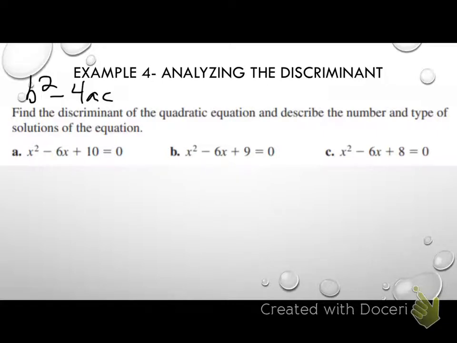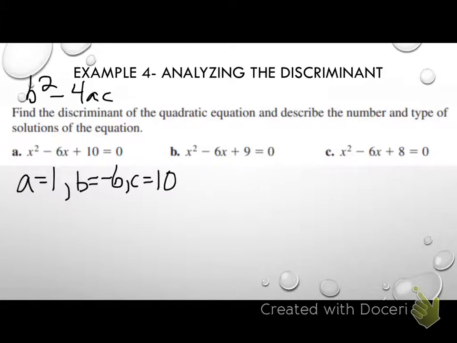Okay? So letter A. Let's identify A, B, and C again. What's my A value on letter A? 1. The number times x squared is 1. What's my B value here? The number times x, negative 6. My C value, my constant? 10. Everyone okay identifying A, B, and C from our equation? Good. Okay, let's plug these into our discriminant.